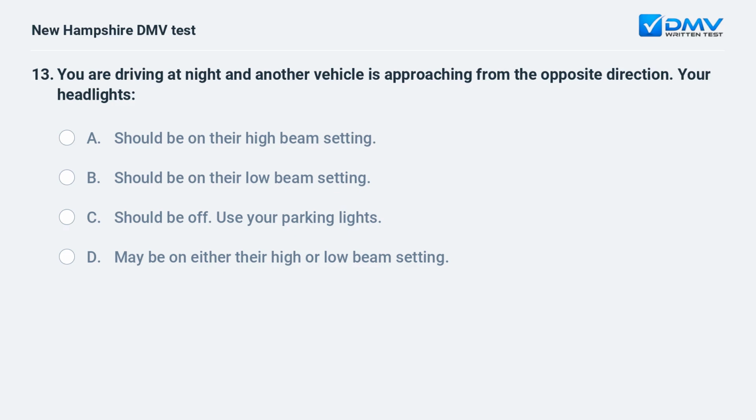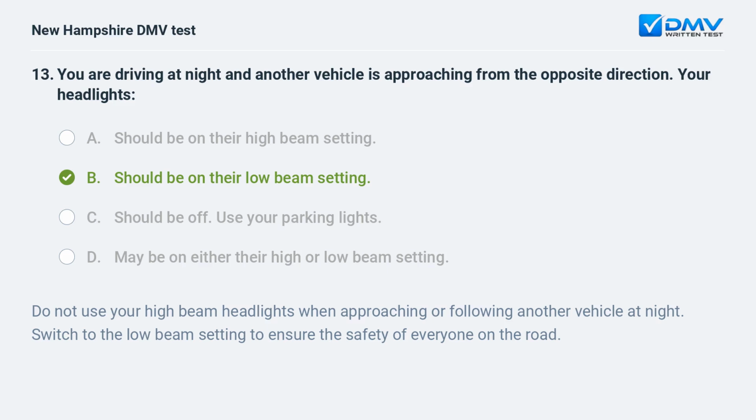You are driving at night and another vehicle is approaching from the opposite direction. Your headlights: A. Should be on their high beam setting. B. Should be on their low beam setting. C. Should be off. Use your parking lights. D. May be on either their high or low beam setting. The answer is B. Should be on their low beam setting.